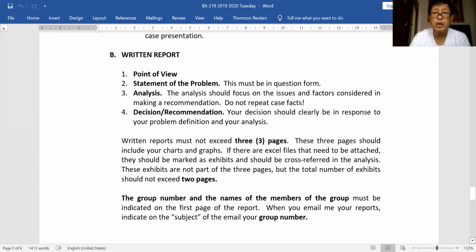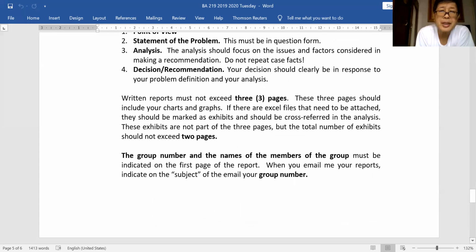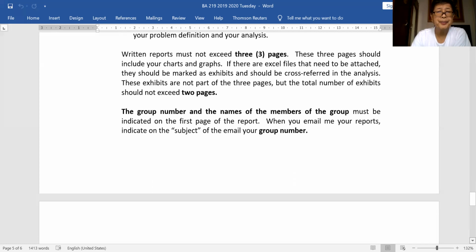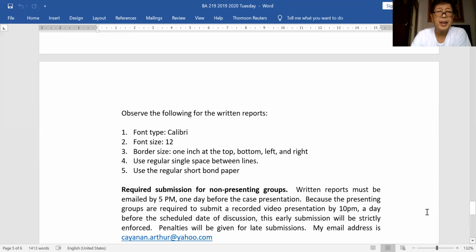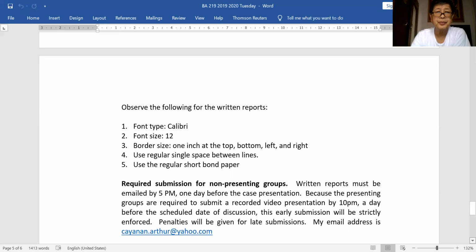Also, when you email me your reports, whether these are assignments, case reports, or company analysis, make sure to indicate your group number. Okay? And then in the report, you have to indicate the members of the group. All right. So I hope I have made that clear. And then for how to write the paper, the requirements, okay, you just read them on your own.